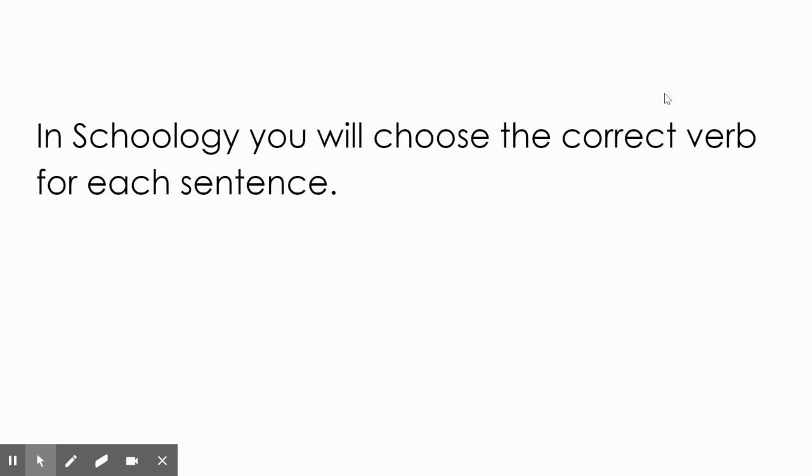Now, in Schoology, you are going to choose the correct verb for each sentence. Your sentence might be a sentence that is happening in the past, telling an action that happened in the past, so you will need to choose the correct past tense verb. You also may read sentences that are describing something that will happen in the future. And for those ones, you will need to choose the future tense verb that fits in the blank.